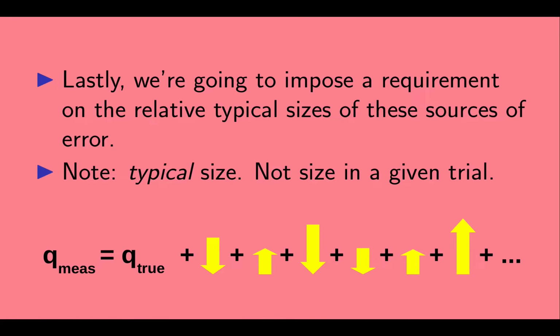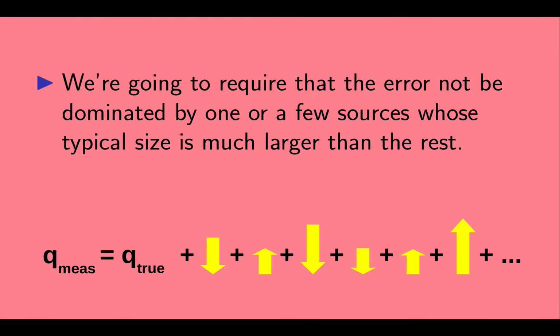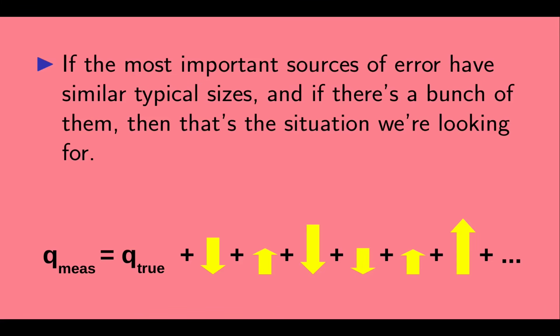Lastly, we're going to impose a requirement on the relative typical sizes of these sources of error. And note that we aren't talking about their sizes in a particular experimental trial, just their typical sizes. We're going to require that the total error not be dominated by one or a few sources whose typical size is much larger than the rest. If the most important sources of error have similar typical sizes, and if there's a bunch of them, then that's the situation we're looking for.